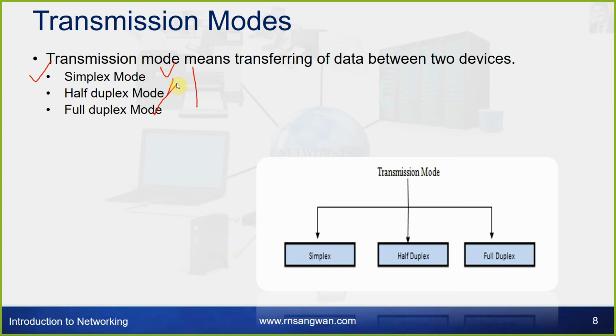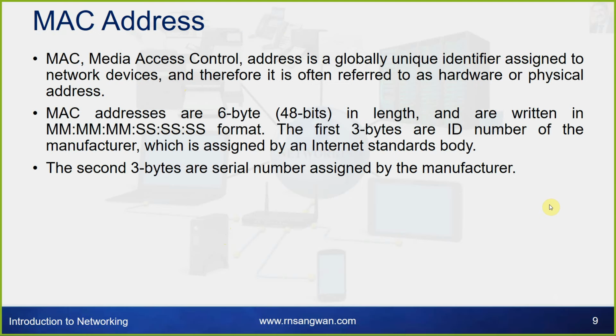Full duplex is like telephone lines, where you can talk and the other can talk. Sometimes it becomes noise also, because both can listen to each other. That is called full duplex. So the three transmission modes: simplex, half duplex, and full duplex. Simplex, absolutely one way. Half duplex, two way, but one at a time. Full duplex, two way, but both can speak parallelly at the same time.